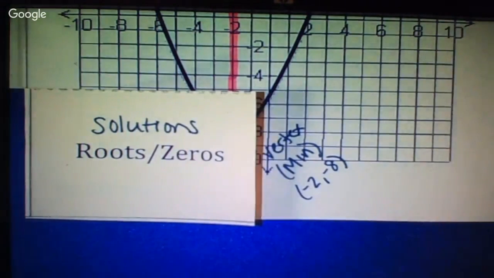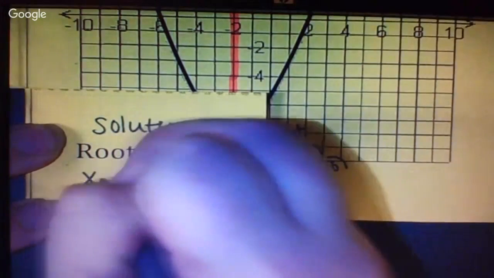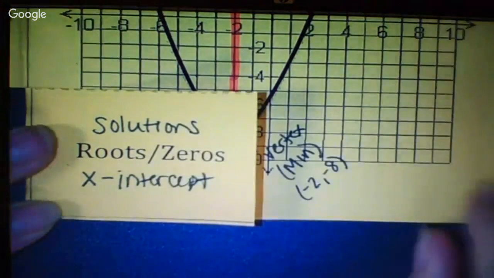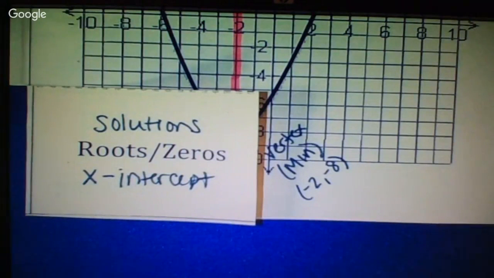This one you might actually know, though. Ready? X-intercept. All four of those words mean the same thing. If you're trying to find a solution, you want the x-intercept. If you're trying to find a root, you want the x-intercept. If you're trying to find a zero, you want the x-intercept. So, an x-intercept is what? When y equals 0. Where you cross the x-axis.